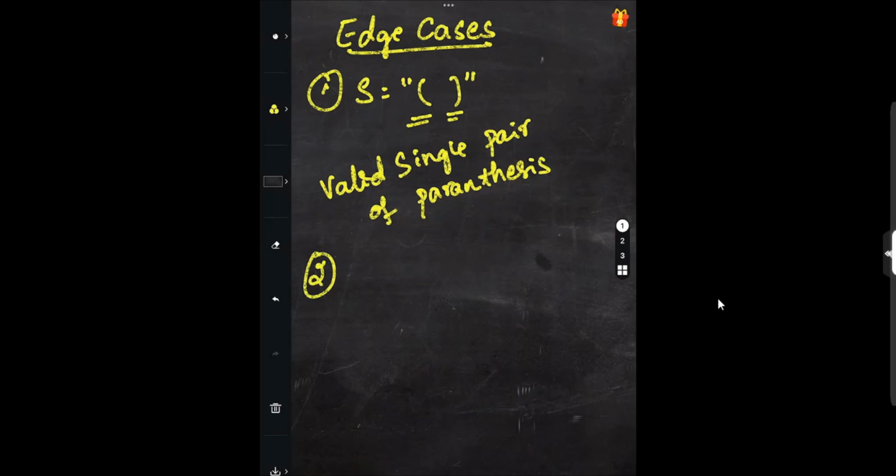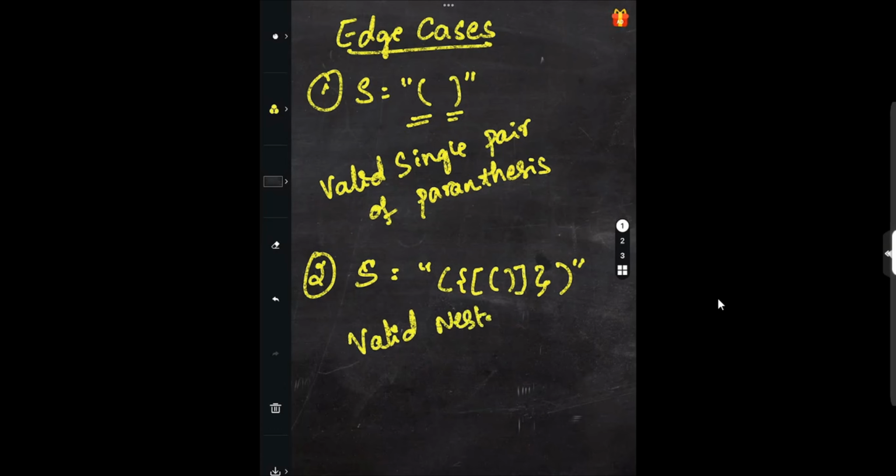The second edge case is valid nested brackets. Let's go with this example. Let's consider all the brackets here. I have considered the closing bracket for the curly bracket, and finally the closing parenthesis, right? So this is for the valid nested brackets.